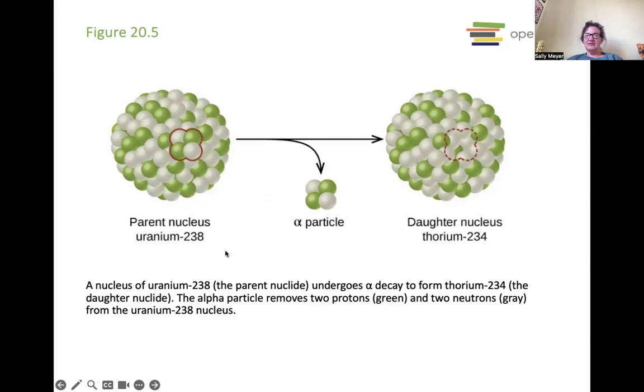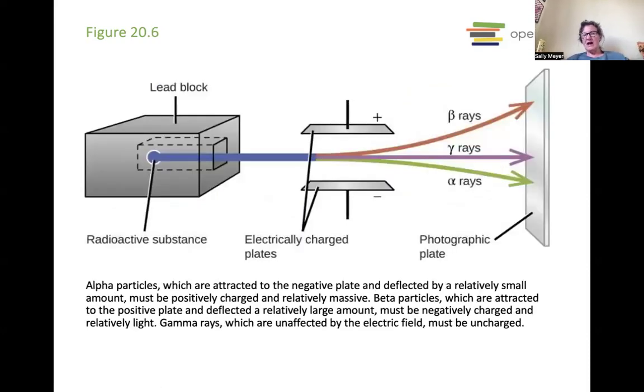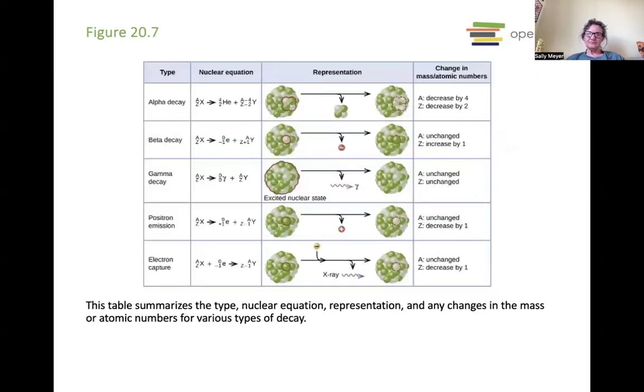So it's going to go down 2 protons from uranium to thorium, and going from a mass number of 238 to 234 means you lost 4 mass particles. So 2 of those were neutrons and 2 of those were protons. This just shows you how we know what kind of particles these are, depending on how they interact with an electric field. So this table or figure is useful, but at the same time, I think in class we'll spend more time actually balancing equations.